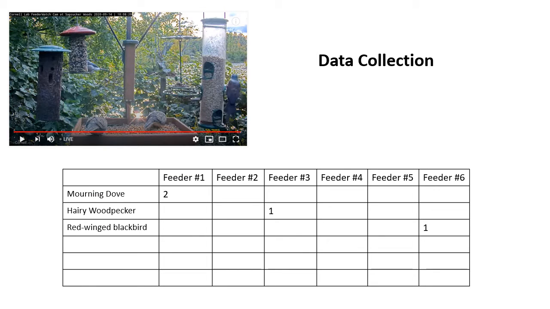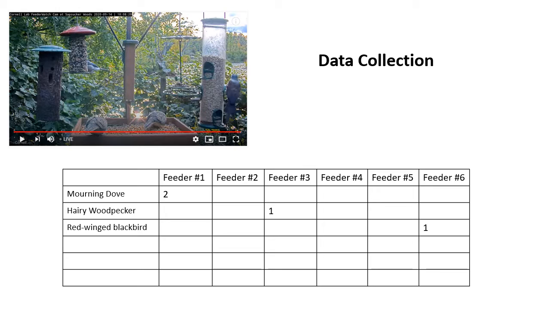So what you'll do to collect your data in this lab is you'll watch that live camera for an hour. You probably want to watch it when it's morning or evening in Ithaca to see the most birds. And so what you're going to do is identify the species of birds that you see, and then make a note every time a bird of that species visits the different feeders.